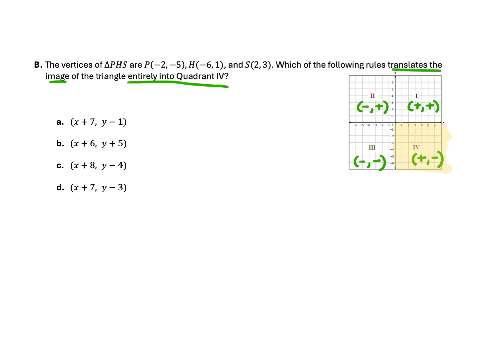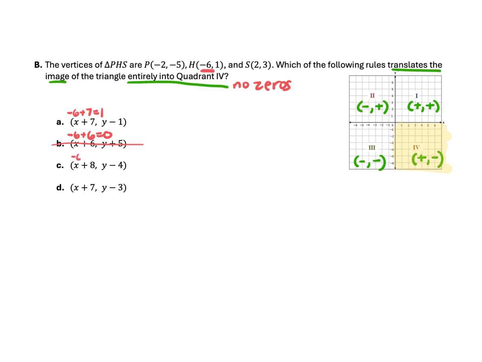What I like to do is I like to look at the one that's the furthest away from being positive. So the one that's the furthest away from being positive is -6 right here. Well, -6, if we add 7, that's 1, that's positive. So it could be A. If I do -6 plus 6, that's 0. And you're not allowed to have zeros. That's not in a quadrant. That's important to note. The zeros are like the boundaries between the quadrants.